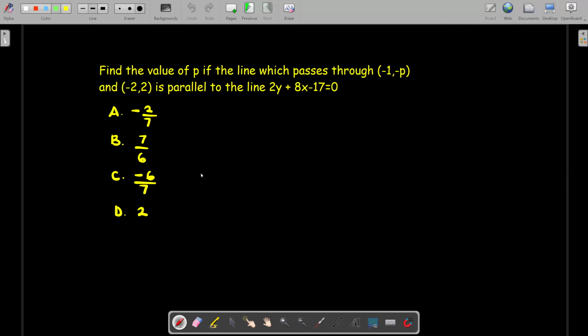Now, we have this question. This question is on a topic we call coordinate geometry. So we should find the value of P.